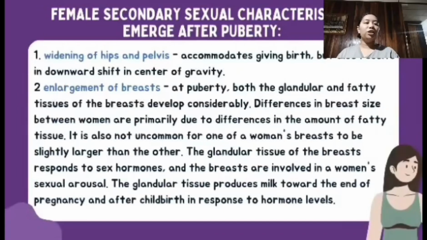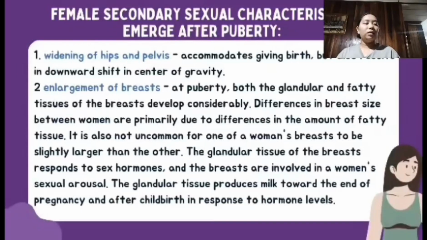Then second is enlargement of breast. At puberty, both the glandular and fatty tissues of the breast develop considerably. Differences in breast size between women are primarily due to differences in the amount of fatty tissues. It is also not uncommon for one of the woman's breasts to be slightly larger than the other. The glandular tissues of the breast respond to sex hormones, and the breasts are involved in a woman's sexual arousal.